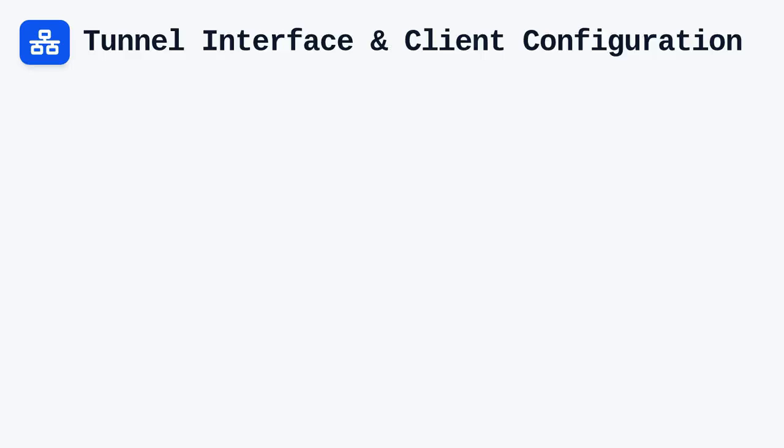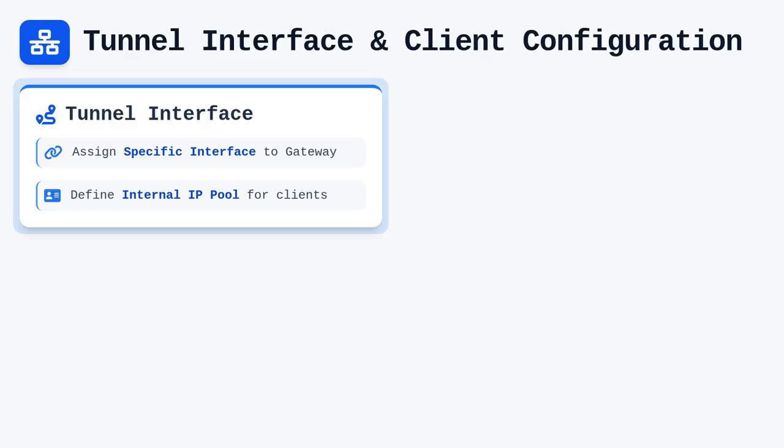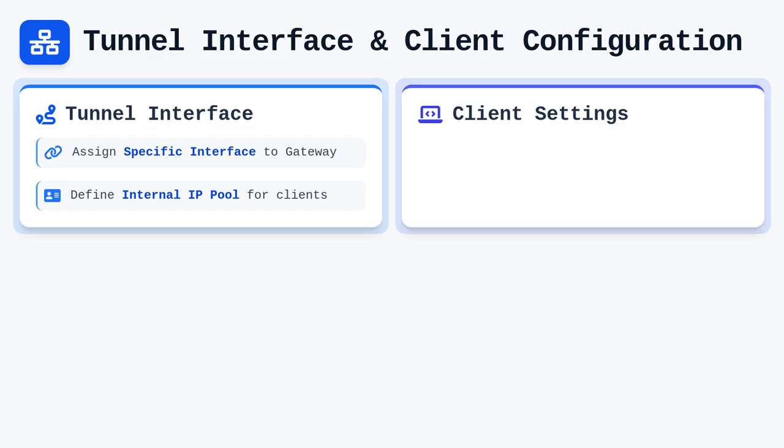After the initial setup, you must address the tunnel interface settings, which facilitate the actual routing of decrypted traffic into the internal network. You will assign a specific tunnel interface to the gateway and define the IP pool from which remote clients receive their internal addresses. It is advisable to use a dedicated subnet for these pools to avoid overlapping with internal segments, which would otherwise lead to routing instabilities and connectivity issues for the end users.